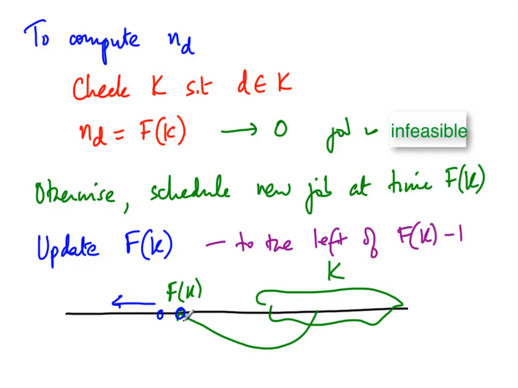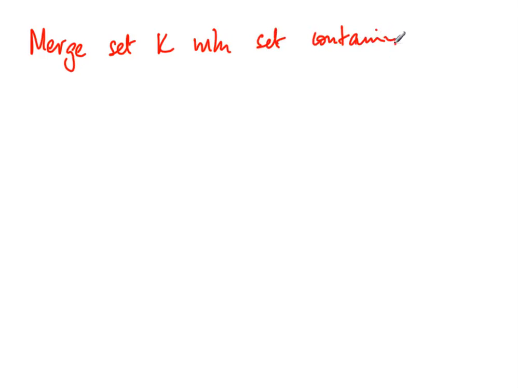Now one easy way to do this is just, so we know that the set containing f of k minus 1 already tells us this value. So we just have to merge the two sets, right? So now what we will do is merge the set k with the set containing the value f of k minus 1, right? And this will have this effect.